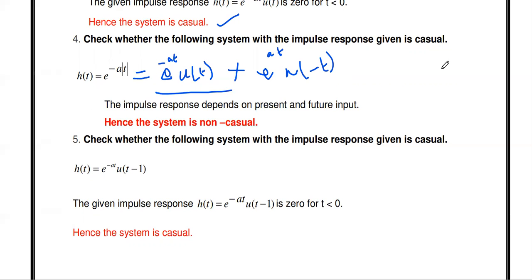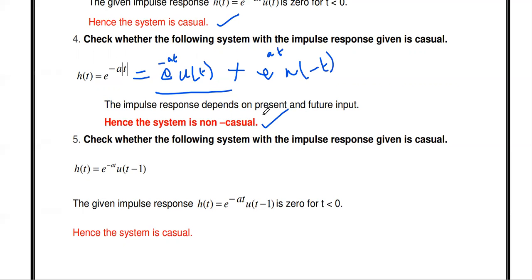What is u of minus t? It's negative, that is minus infinity to 0. The u of minus t has the amplitude 1 for minus infinity to 0. So that's why this second part is applicable for the negative time interval. So that's why this impulse response is available in both positive time as well as negative time. So that's why the system is said to be non-causal.